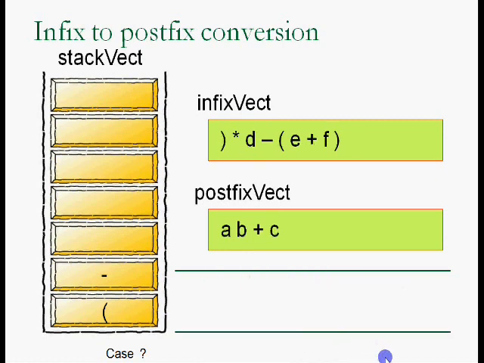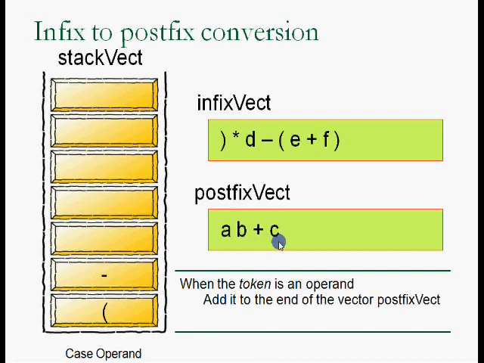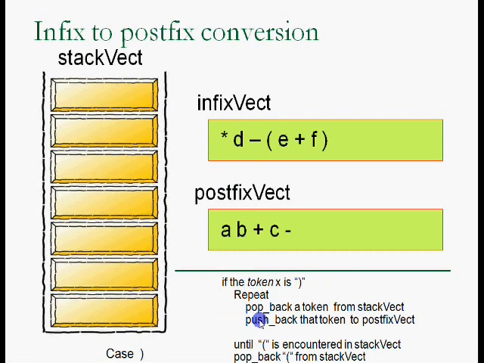And next is c. C is an operand, so it goes to the postfix expression. Then comes right parenthesis. You can recollect from the algorithm that whenever you see a right parenthesis, you must take all the operators out until we find a matching left parenthesis, right? So if the token is right parenthesis, repeat pop until you find a matching left parenthesis.